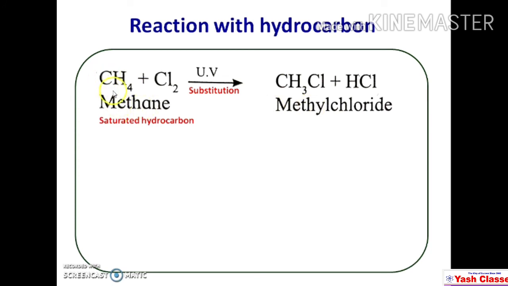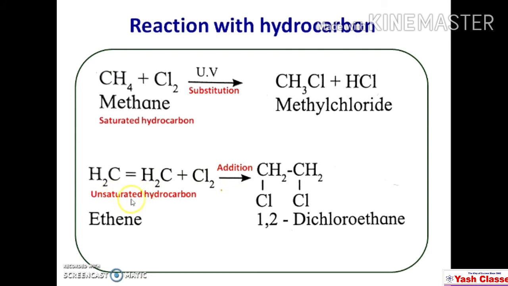That is, methane, when mixed with chlorine gas in presence of UV light, one by one there is a substitution of hydrogen atom by chlorine, and first of all we get methyl chloride. Methyl chloride is further converted into dichloromethane, then chloroform, then carbon tetrachloride, and so on. So in this way chlorine substitutes hydrogen atoms of saturated hydrocarbon.